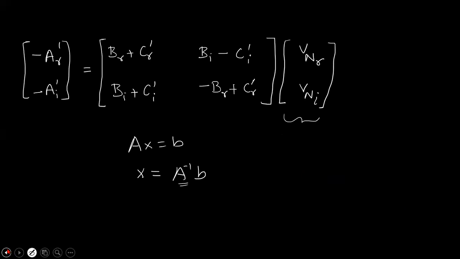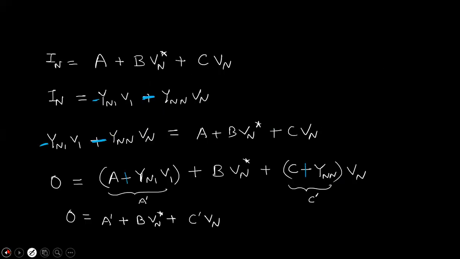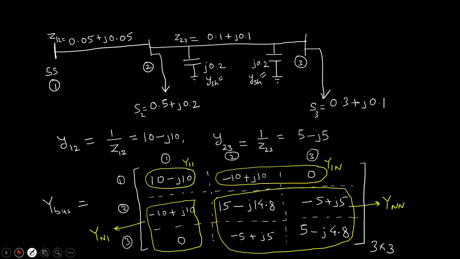Next, let us go back to our algorithm. We need these entries, the A, B, and C matrices. These are coming from here. Yn1 we just obtained, Yn we just obtained. Let us assume that V1 is the substation bus voltage. That is the same as the nominal voltage, which is equal to 1 angle 0, which is our reference.